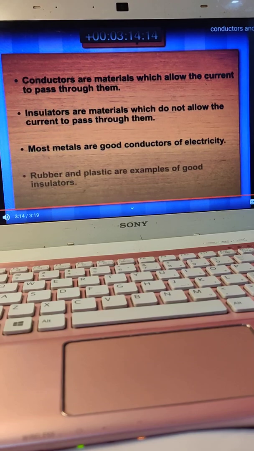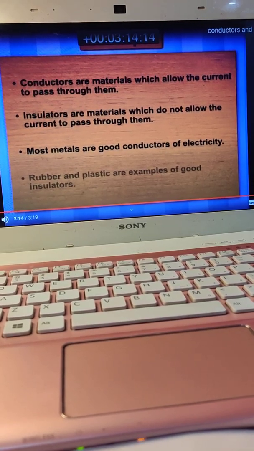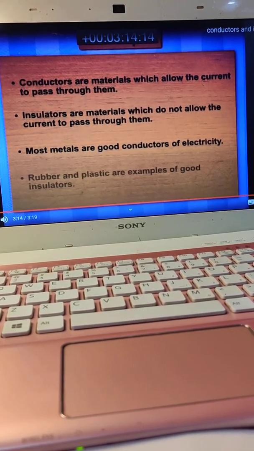Insulators are materials which do not allow the current to pass through them.